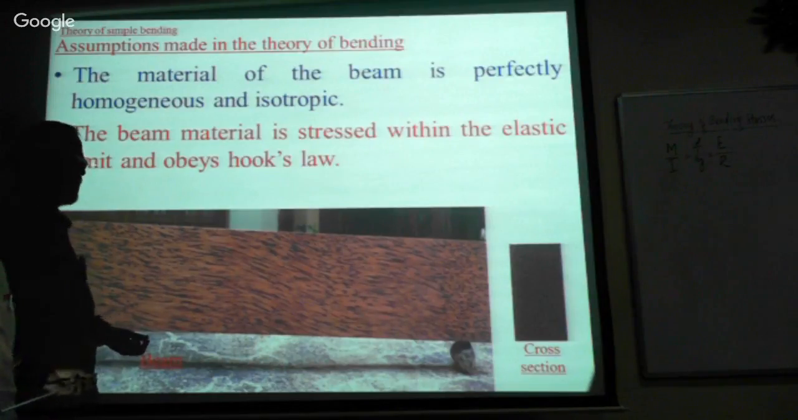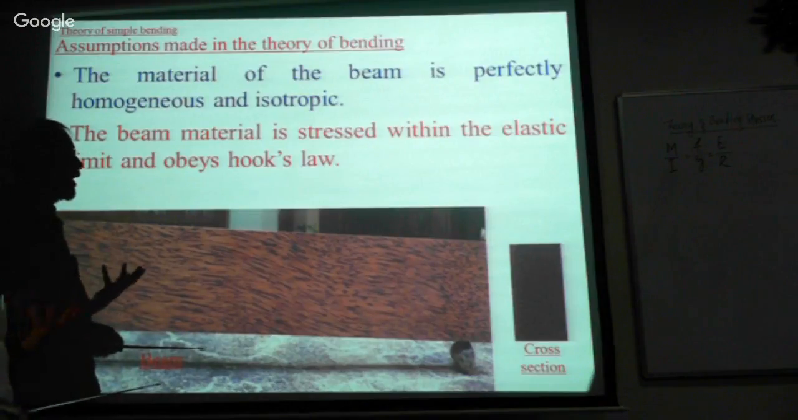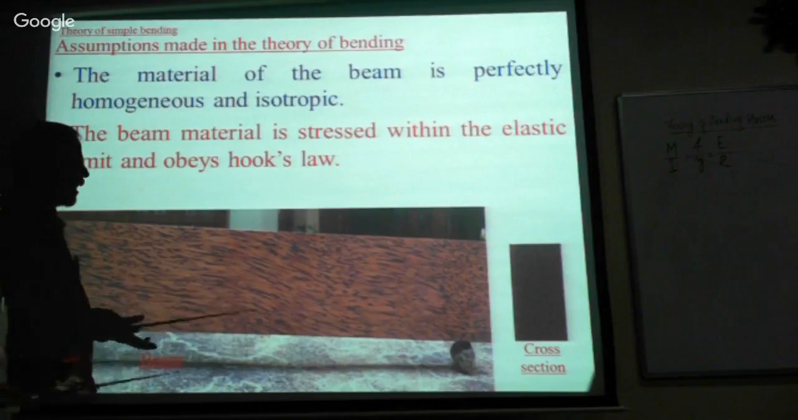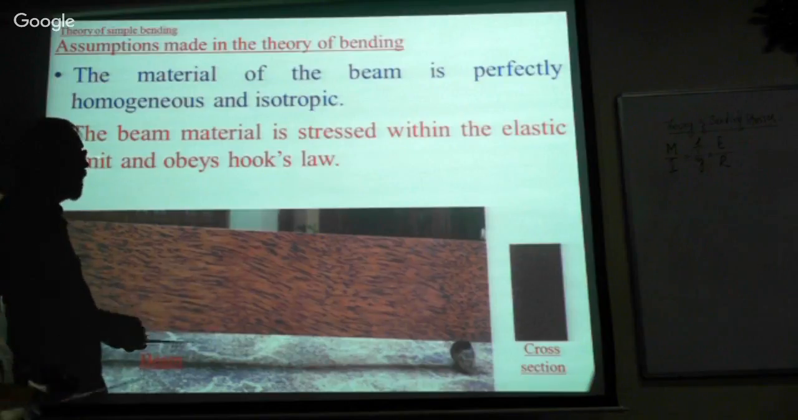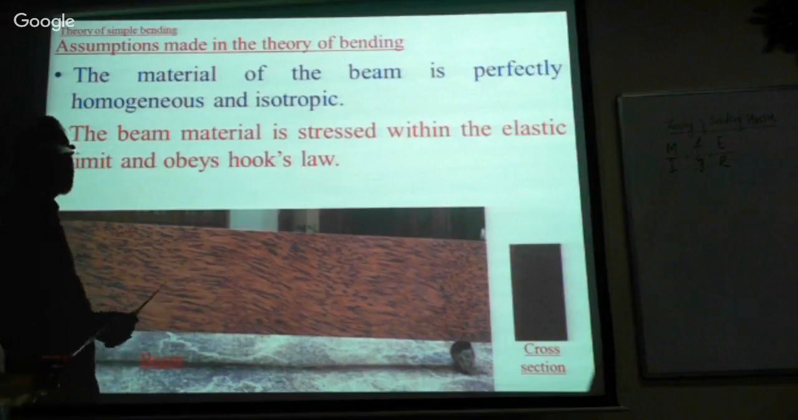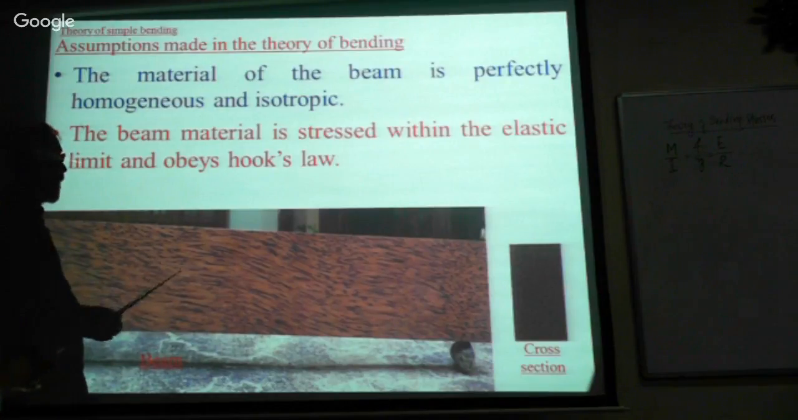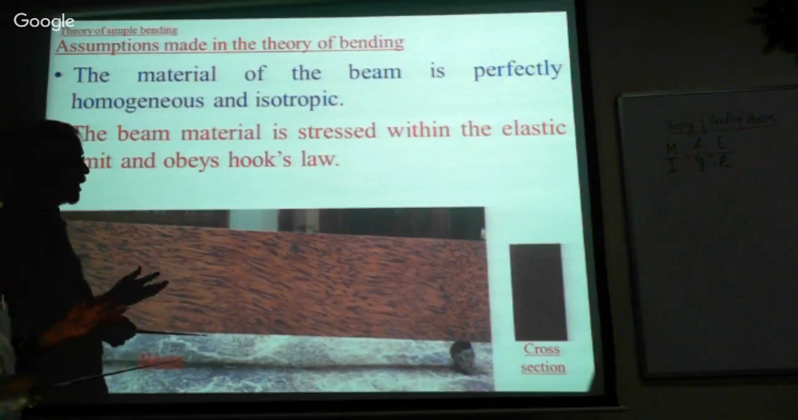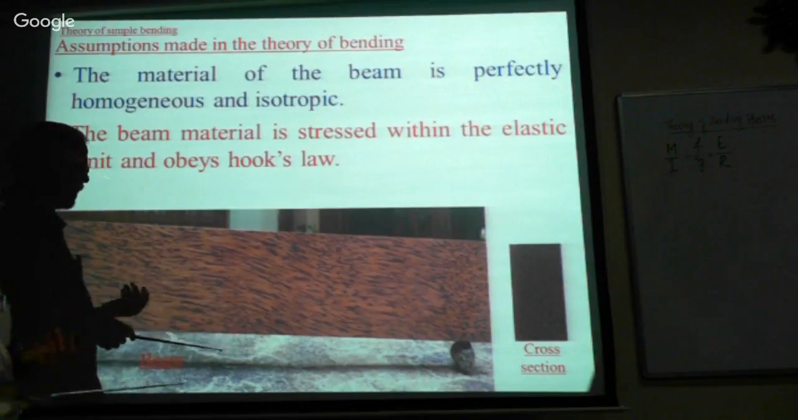Already in our lecture series I have discussed this. The material of the beam is perfectly homogeneous and isotropic, meaning the material is uniform throughout the beam, and the load transfer is also uniform. That is one assumption. Strictly speaking, sometimes it may not be possible in practice, but theoretically it is assumed. The beam material is stressed within the elastic limit and obeys Hooke's law. Hooke's law says stress is proportional to strain.